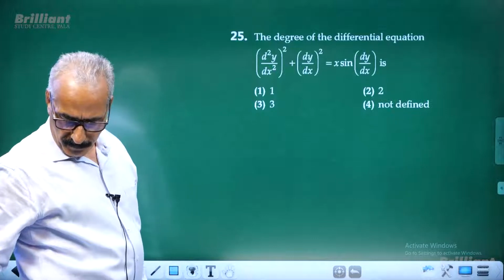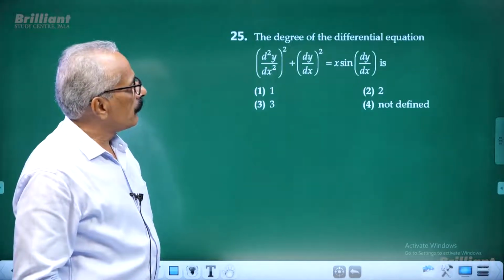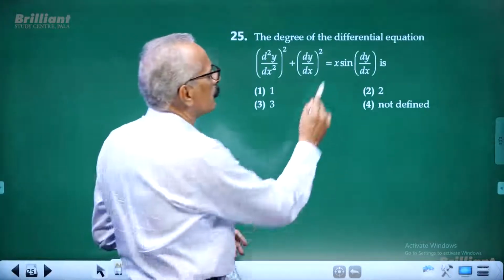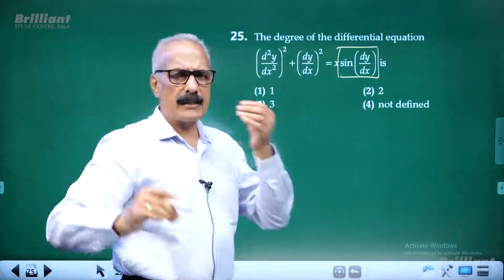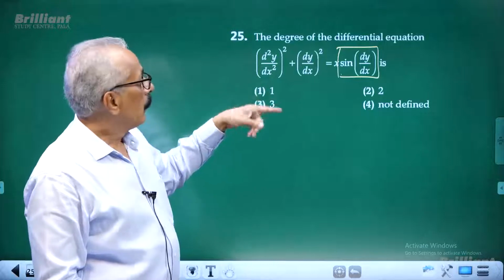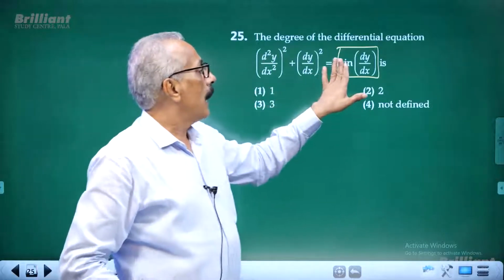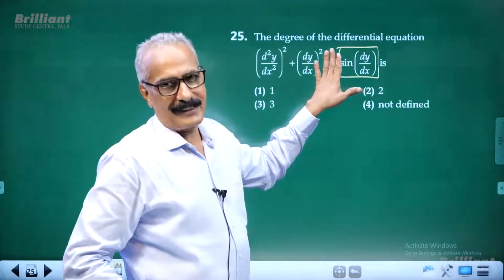23, we have 25. The degree of the differential equation, very simple, because this is sine of dy by dx given. That's an infinite series. And order is 2. Degree also could have been 2 had this been, the no sine. Sine allenkil.